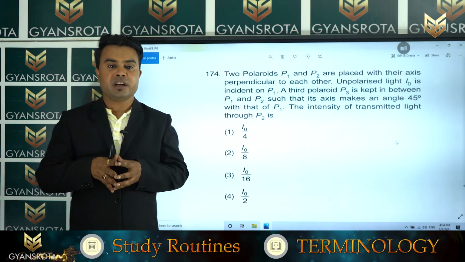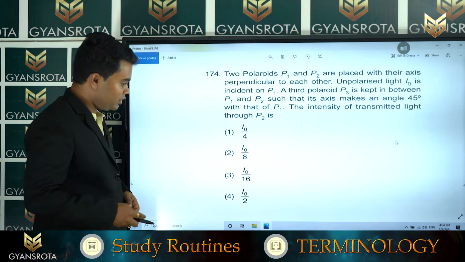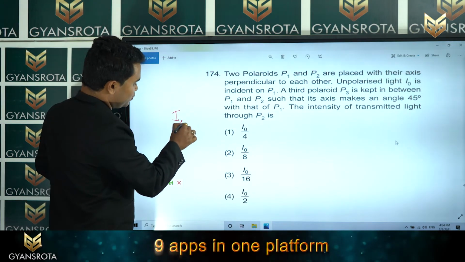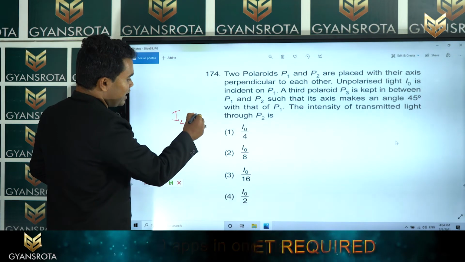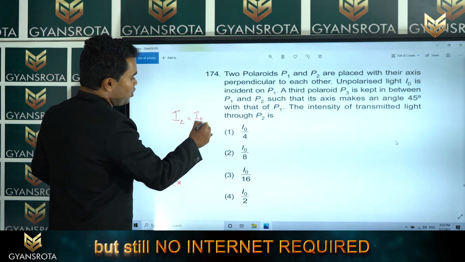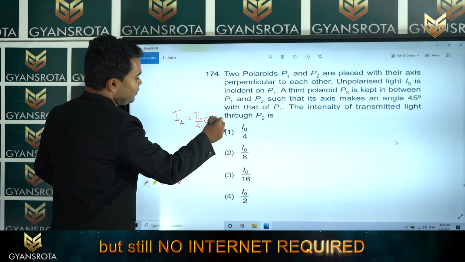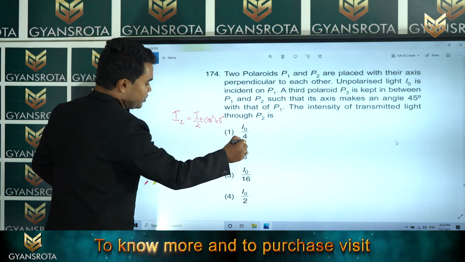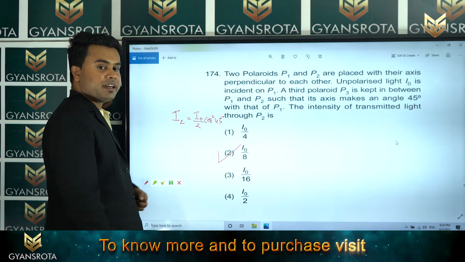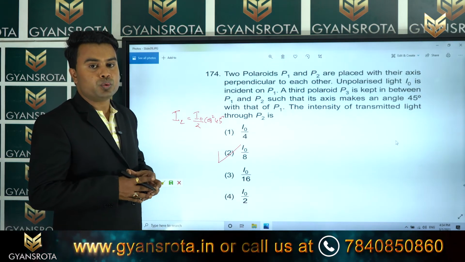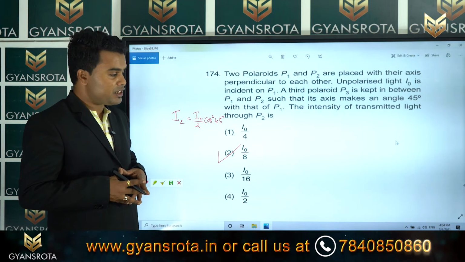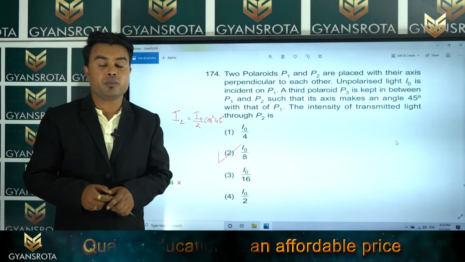law. Now, if you study Malus law, you will see that I2, that is for P2, can be written as I0 by 2 cos square of 45 degree. Now, solve this one, you will see your answer for this one will be I0 by 8, that is option number 2. So, option 2 is the correct answer, right. Now, let us move to the next question, that is question number 175.